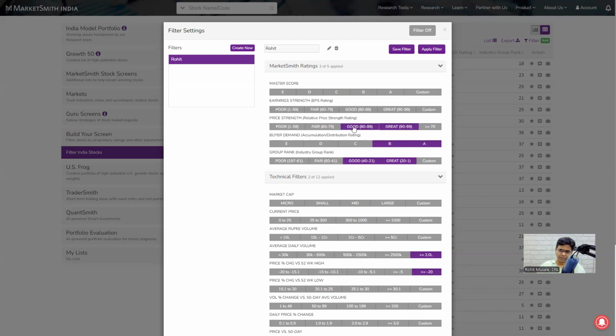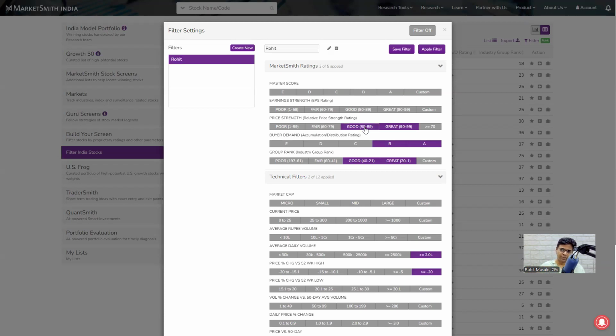So what does this mean? Let's say a stock has a relative strength rating of 89. This means that the stock has done better than 89% of all the stocks in the Indian stock market based on a 52-week performance basis. So we are only looking at the top 20 percentile of stocks in the Indian stock market based on the 52-week performance.